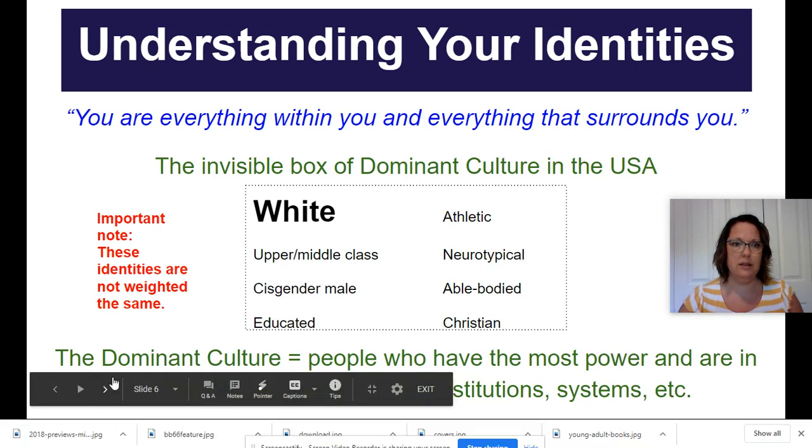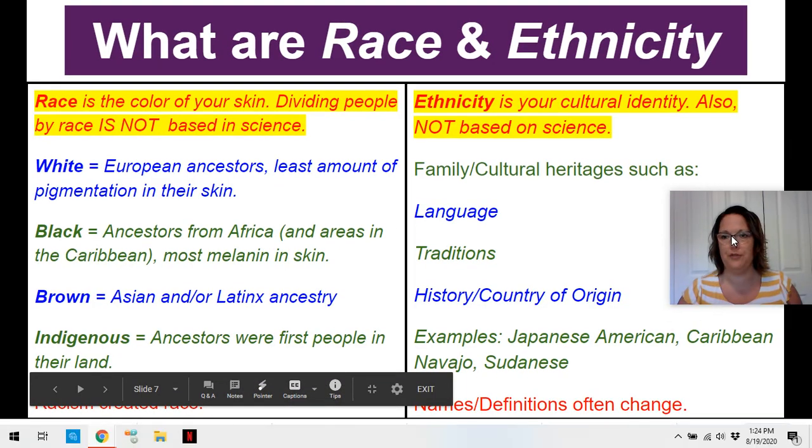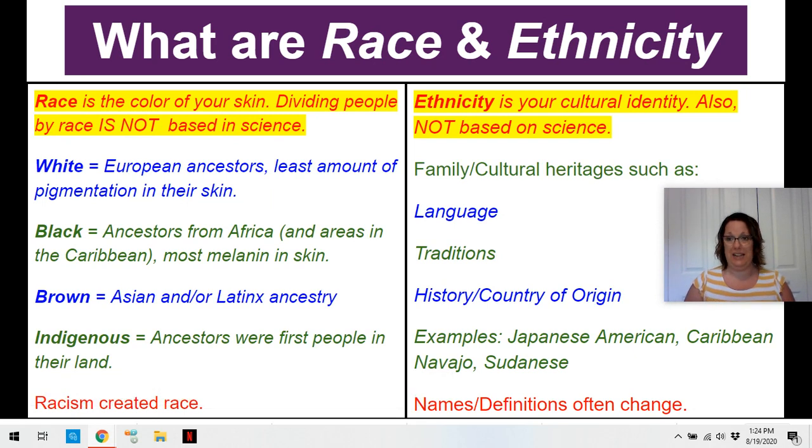All right, next, let's look at the difference between race and identity. This one is interesting because I think a lot of people think, well, race is biological, right? Like it's science. It's really not. People created race. Yes, the color of your skin is determined by your genetics. However, anything else to do with your race is social.